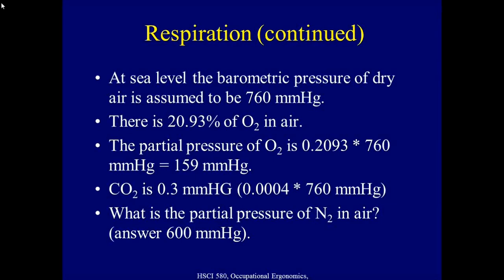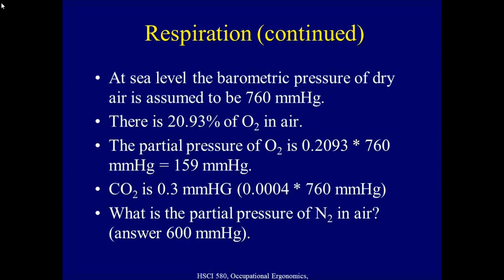At sea level, the barometric pressure of dry air is assumed to be 760 millimeters of mercury. There is 20.93% of oxygen in the air. The partial pressure of oxygen, when you calculate it with the barometric pressure, is 159 millimeters of mercury. Then if you were to calculate carbon dioxide, it's at 0.3 millimeters of mercury. The numbers come out in these calculations to give you much lower values, as you would see with the oxygen.